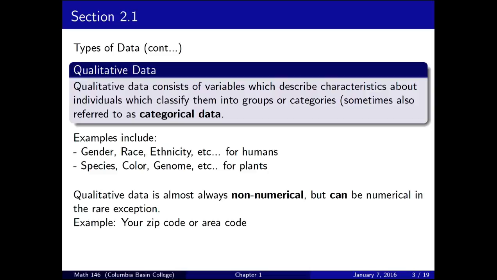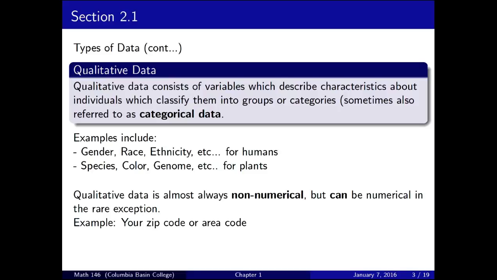They're not quantities. If you're talking about plants, you could be observing their species or their color or the genome. Qualitative data is pretty much always non-numerical, meaning not numbers. An exception to that rule would be your zip code or your area code. All they do is group you into a category. They tell me where you live, what city or what part of a city, what state or what part of a state you live in based on your area code. So they don't have to be non-numerical, but typically qualitative data is non-numerical.